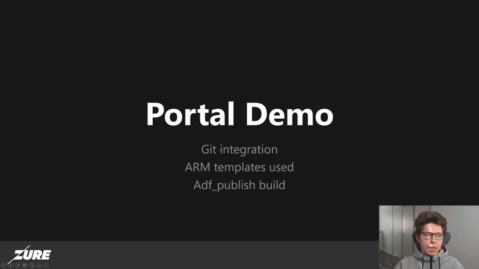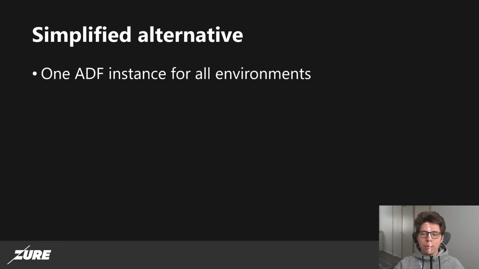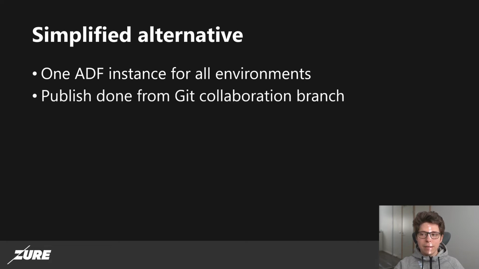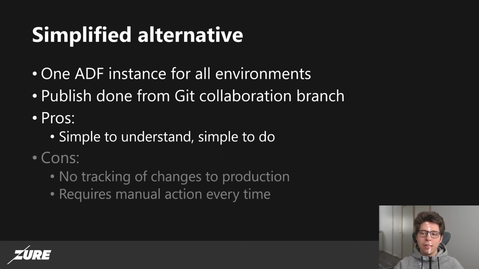So back to the presentation. There is a simplified alternative to this. As you can see, that was pretty complicated. We have one ADF instance for all environments, so test, dev, and prod. Publish is done from Git collaboration branch, as before. And this is simple to understand, simple to do. Person goes in, clicks publish, everything goes to production directly.